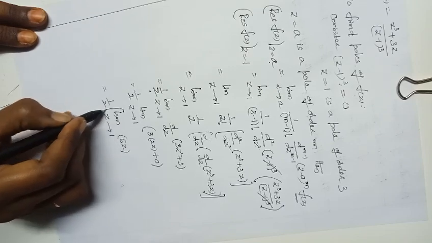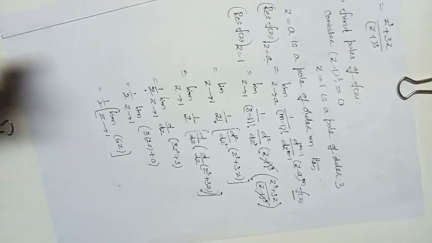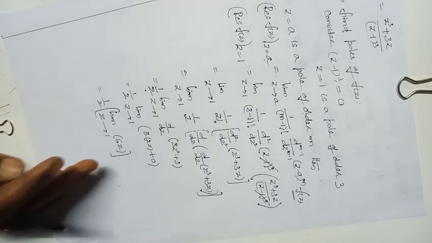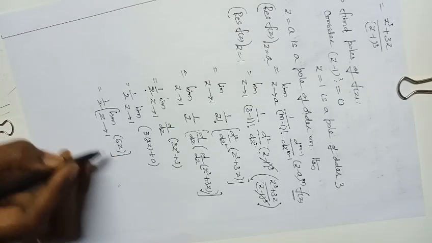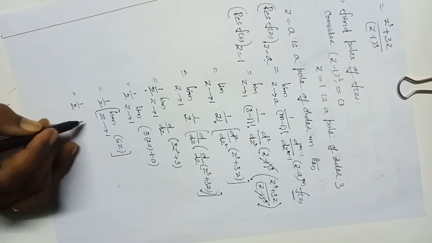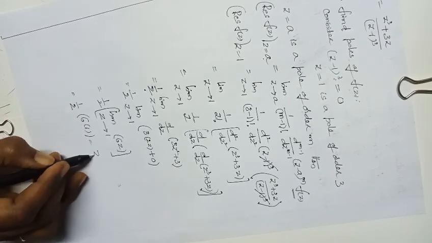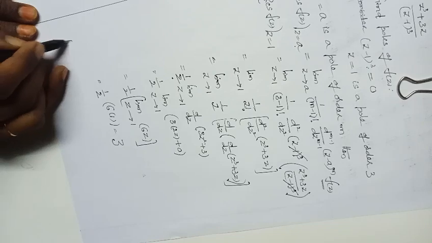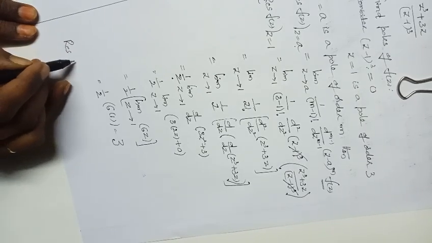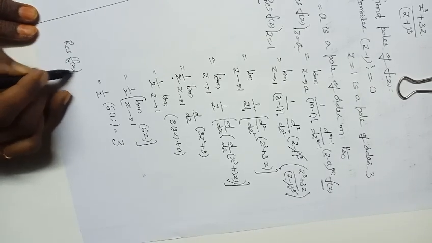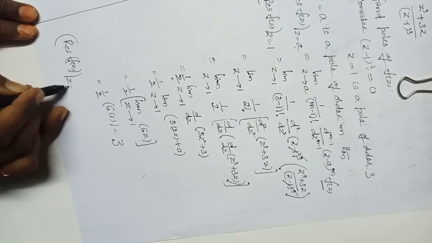Now this is a purely limit problem. In place of z you can write 1. By writing 1 in place of z, we get 1 by 2 into 6 into 1, and the result is 3. So the residue of f(z) at z equals 1 is 3.